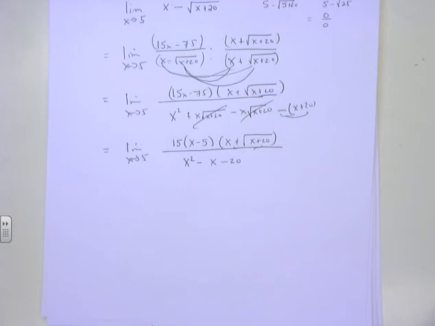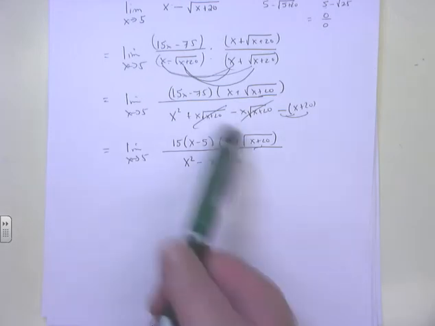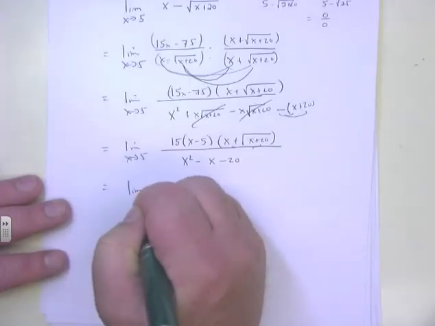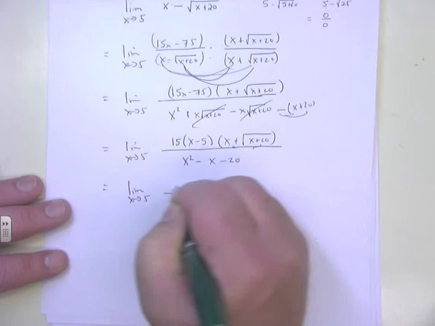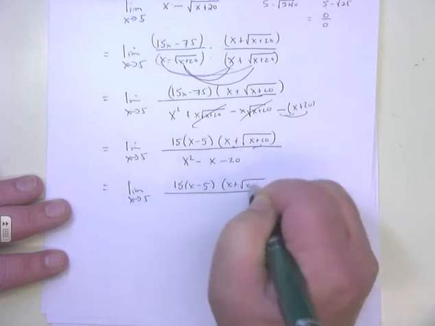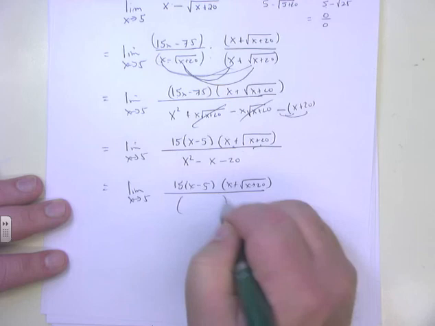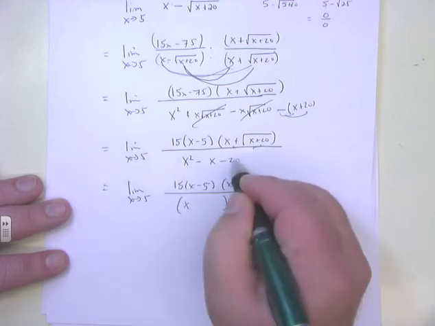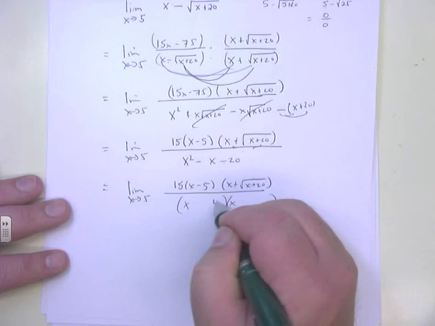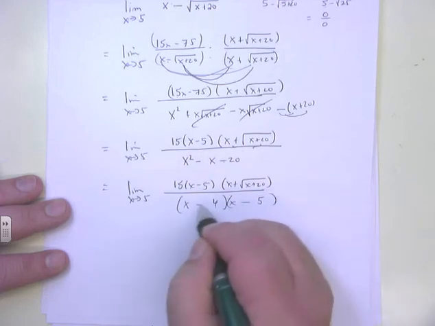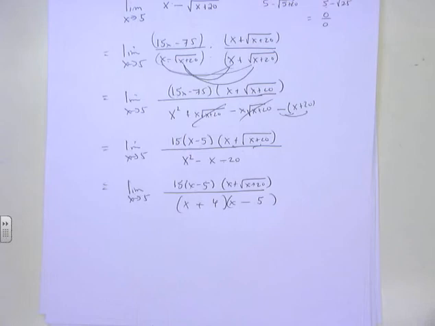So now, I got to do one more thing. I got to clean it up some more. How would you clean this guy up? Factor the denominator. How does that denominator factor? Limit as x approaches 5 of 15 times (x minus 5) times (x plus the square root of x plus 20), divided by, let's see here, x squared minus x minus 20, which is x times x. Two numbers that multiply to 20 and differ by 1 have got to be 4 and 5, and my signs have got to be opposite: minus on the 5, plus on the 4. Pull it back out, just double check.